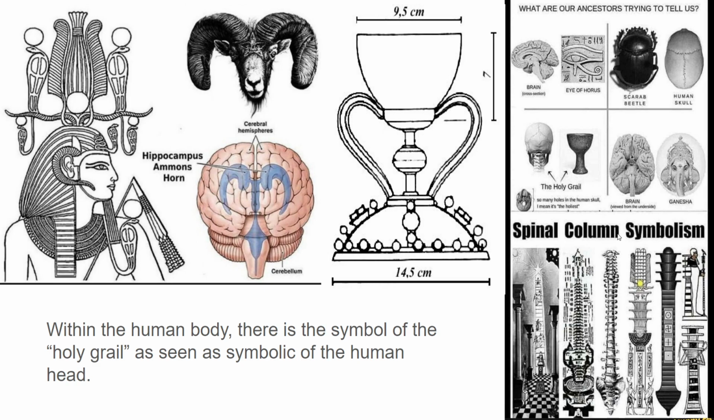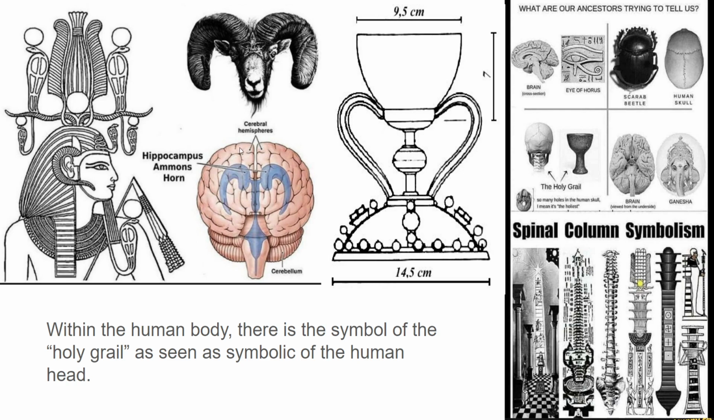All right, let's go to the top of this image. So we see Ganesh or Ganesha, sorry if I got that wrong, which is the elephant god in Hinduism, which looks symbolic of the brain. We also see the Eye of Horus within the brain, and the scarab beetle that looks like the shape of the human head. And we also see the Holy Grail, which looks like the human body as well.